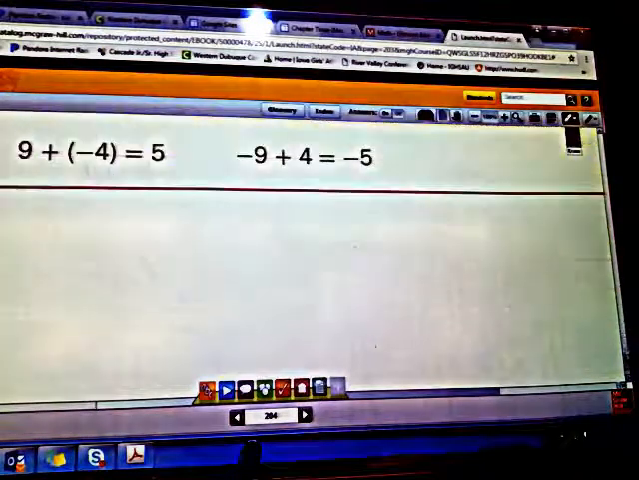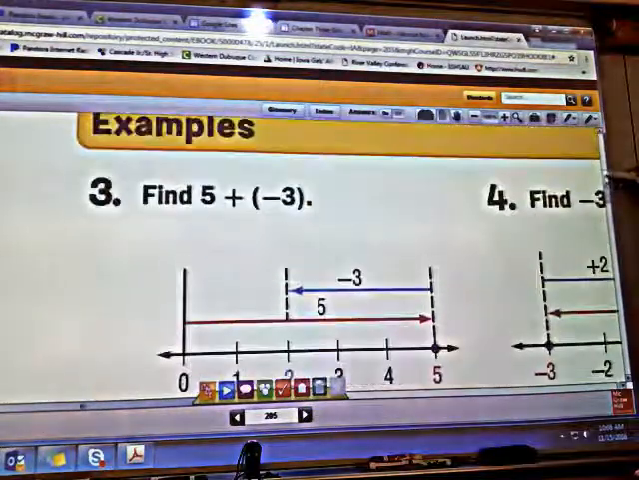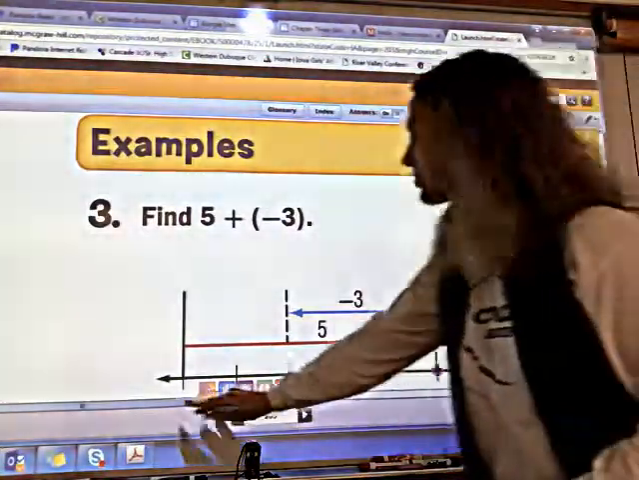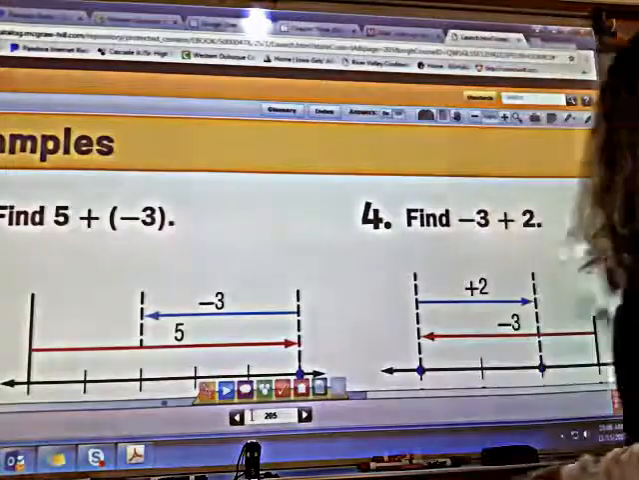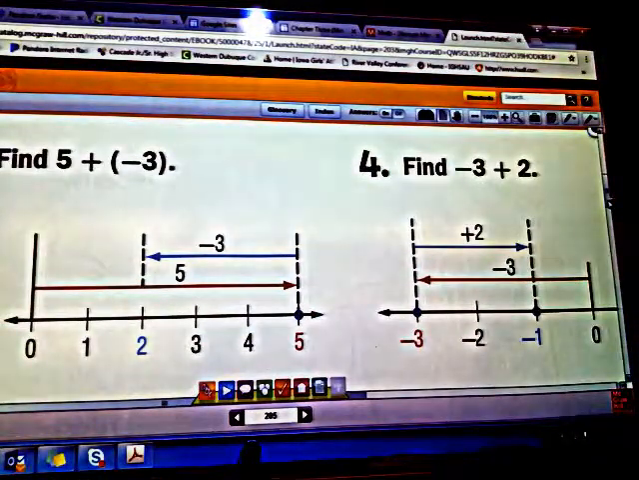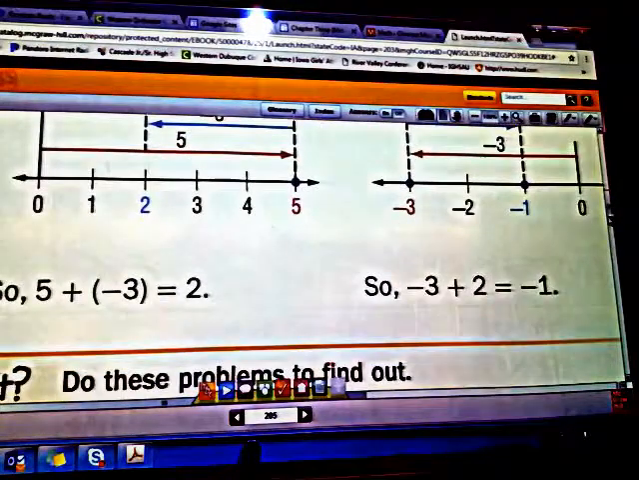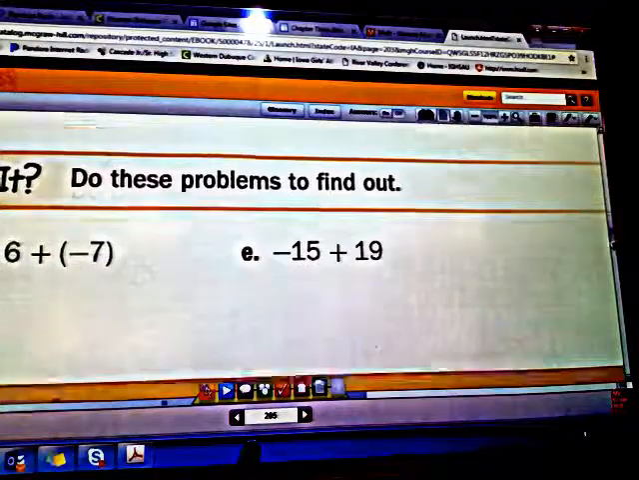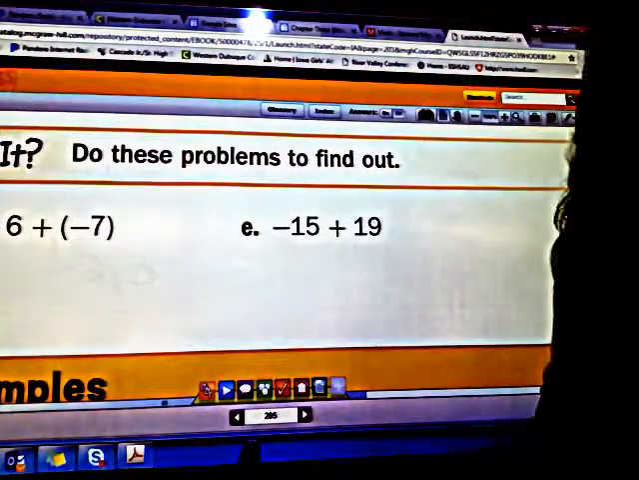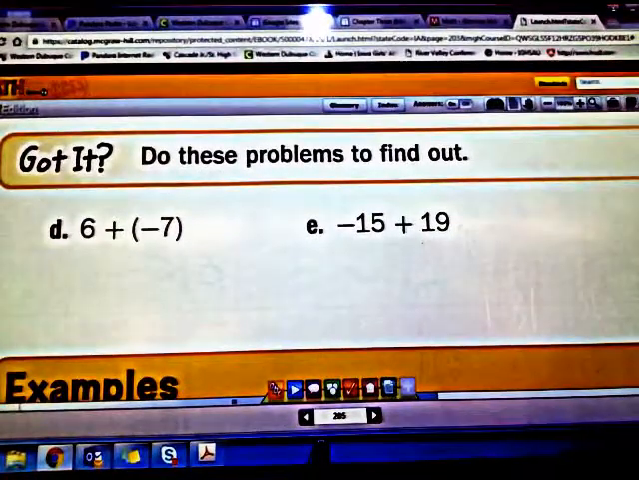Please take a look at the other examples that they have given you on the top of page 205. You have examples 3 and 4. Pay close attention to those. If needed, pause the video as you look through those. And then go ahead and pause the video and take a minute to complete your Got It problems D and E.